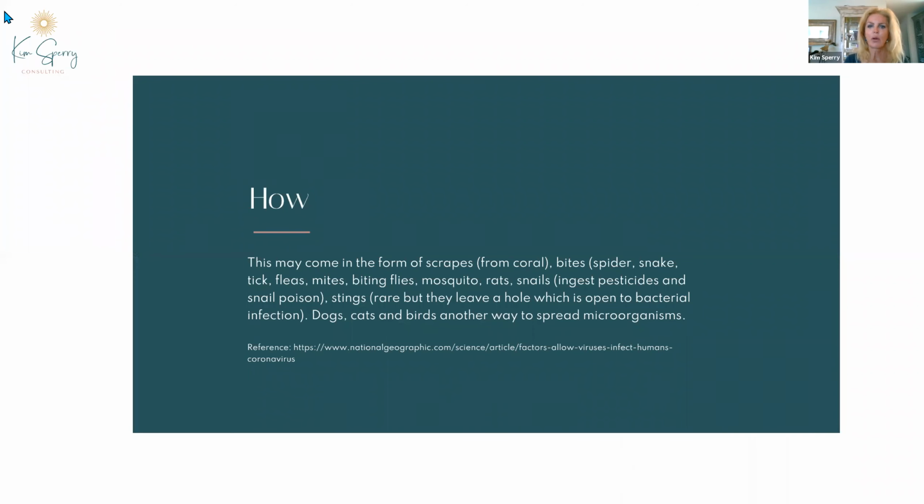It can come in the form of scrapes, bites. And I thought, you know, we tend to only think of tick bites, but there's spider bites, snake bites, fleas, mites, biting flies, mosquitoes, rats. Ugh, I can't imagine that. Snails ingest pesticides and snail poison. I will tell you that's very rare, but just wanted to put that in there, just to give you kind of a broad spectrum of how pervasive this issue is. And again, dogs, cats, and birds are another way to spread microorganisms.